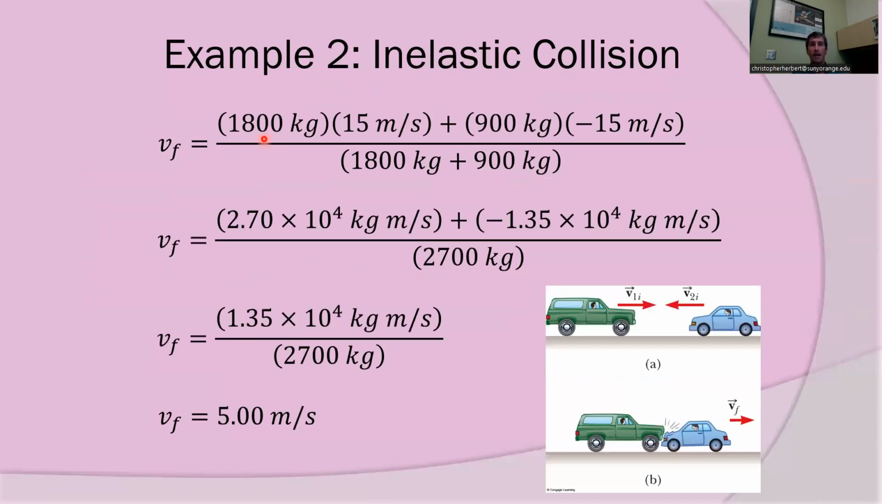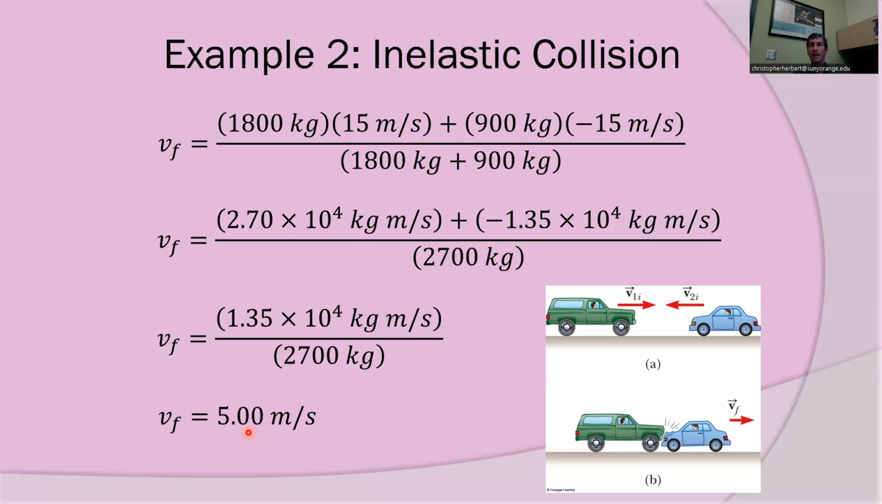In this case, 1800 times 15 plus 900 times negative 15 gives me 2.7 times 10 to the 4 minus 1.35 times 10 to the 4. Of course, that's going to be 1.35 times 10 to the 4, since the car had half the momentum of the SUV. We divide this by the total mass, and not surprisingly, after the collision takes place, the two vehicles are traveling 5 meters per second in the positive X direction.